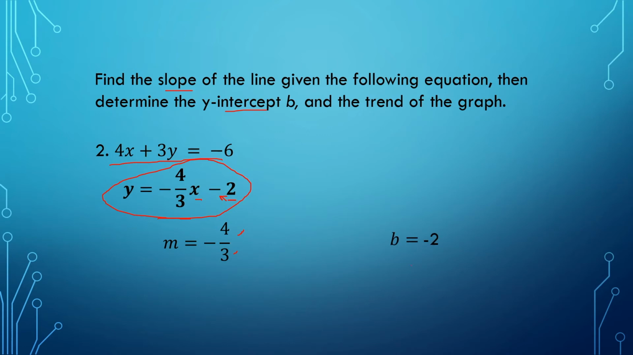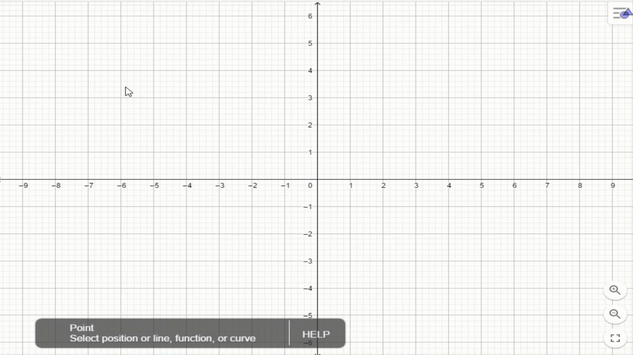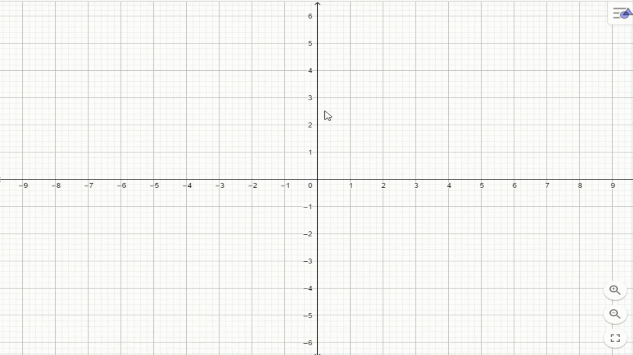Now, since our slope is negative, therefore, our graph is decreasing. Let us now graph our second equation. We know that our y-intercept is negative 2, so that is where we start. Since it is the y-intercept, we look at the y-axis, and here is our negative 2. So, this is our first point. And then from here, we use the slope. What we know is that the trend of the graph is decreasing.